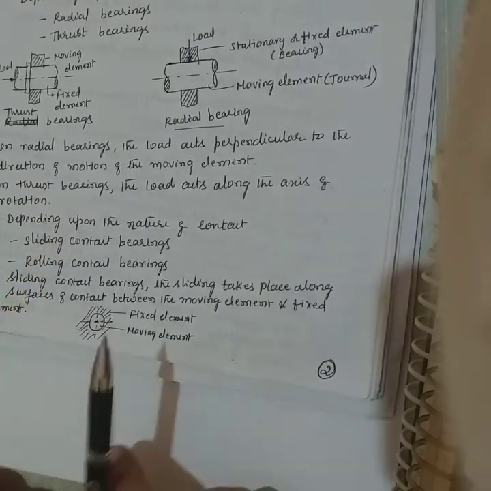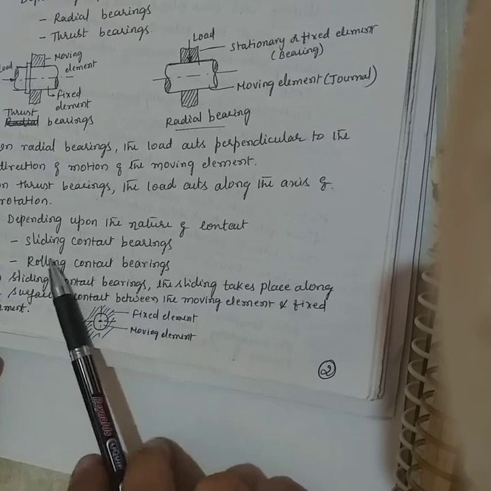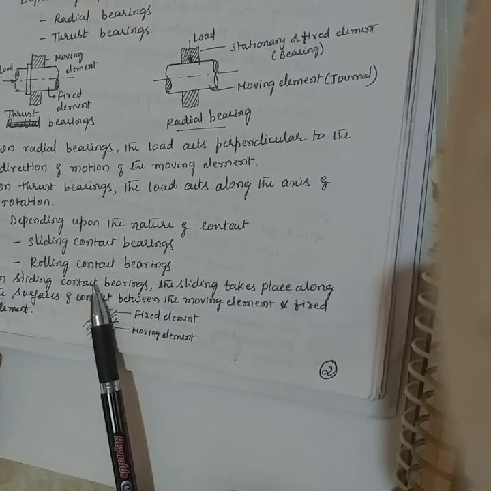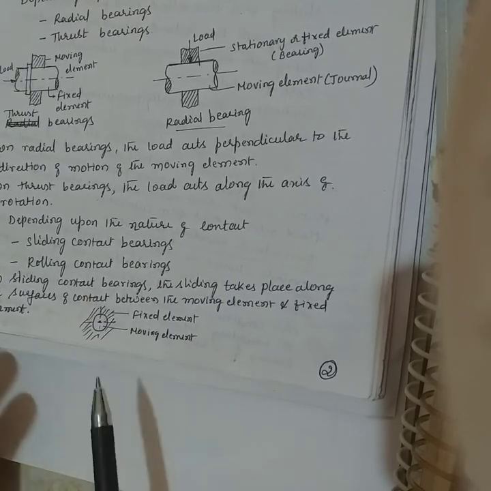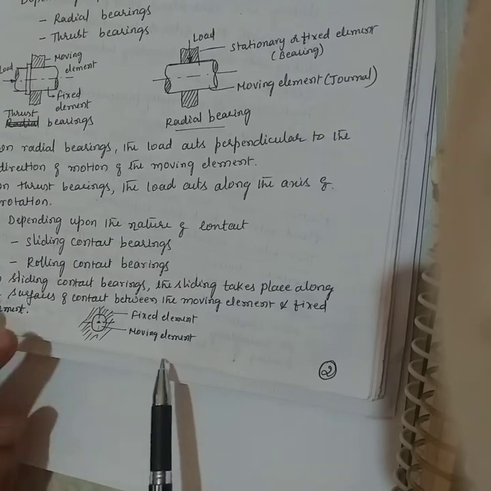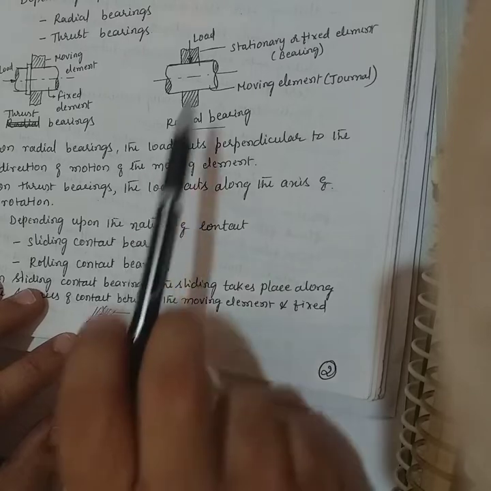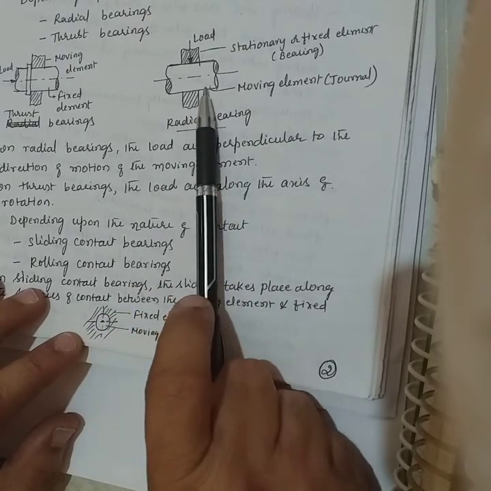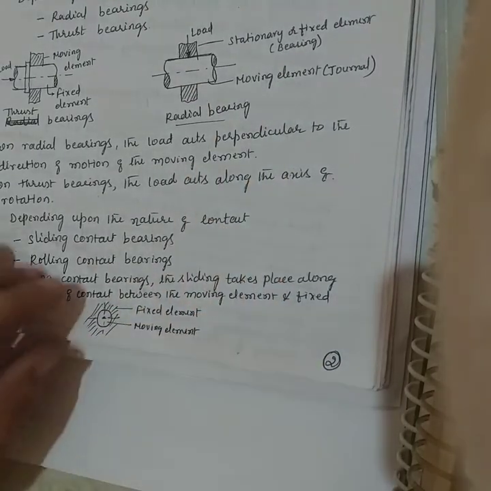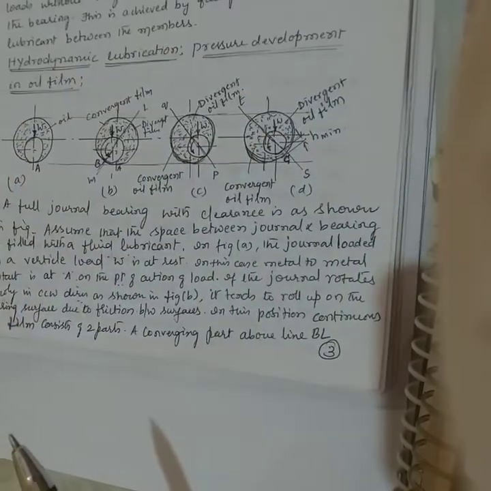And then depending upon the nature of contact, we have got sliding contact bearings and rolling contact bearings. In sliding contact bearings, you will have one moving element and you will have fixed element, as we saw here. So moving element is called journal and stationary element is called a bearing.